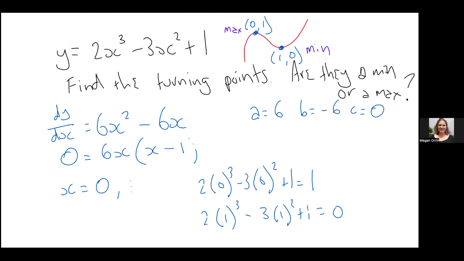This is what we call a local maximum and a local minimum. If it's a quadratic, it is just a max and min turning point, because that is the maximum or minimum value for the whole graph. But here we call it a local maximum and a local minimum.